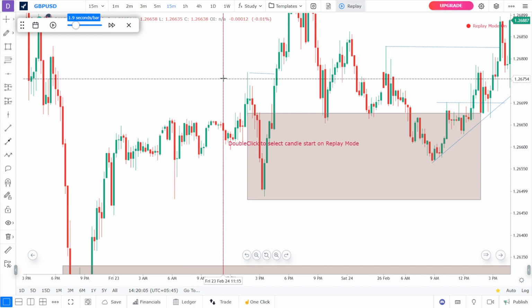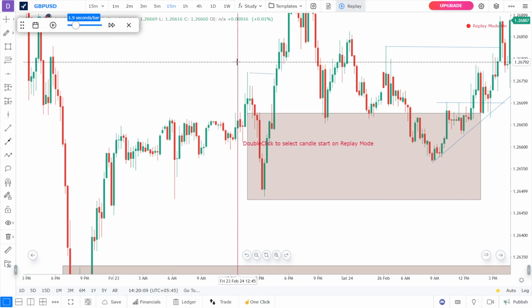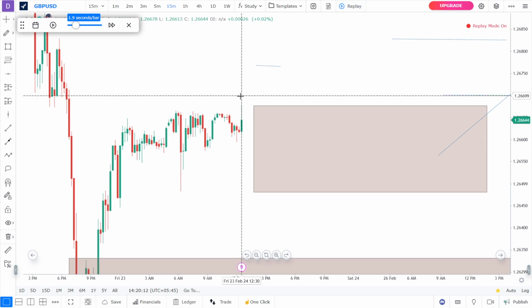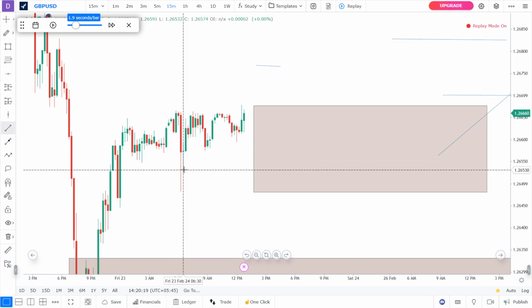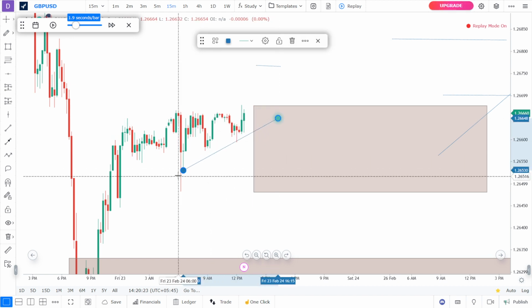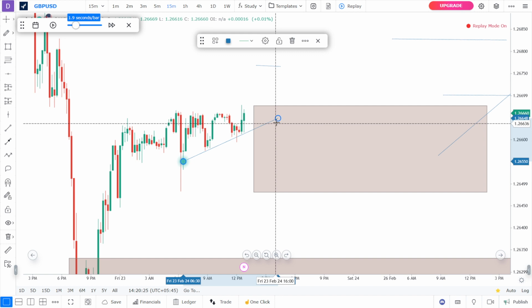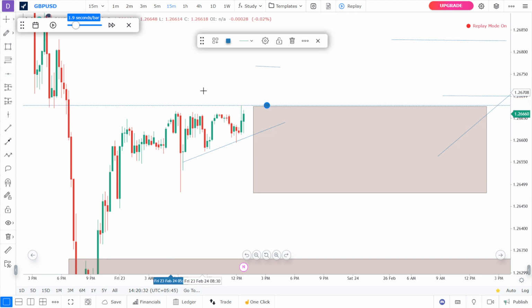Let me replay from when the London session starts. 12:30, 12:45. So this is our trade example: 12:30, and let me play 12:45. This is when the London session started. If I mark it, there is our trend line liquidity here that was formed during the Asian session, and this is the high of the Asian session.